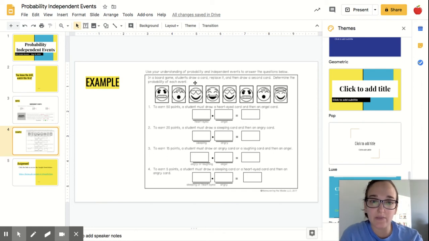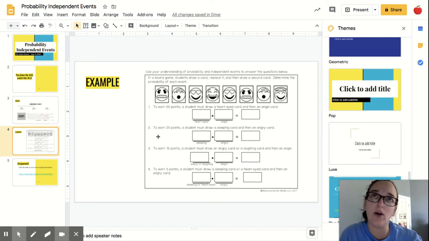In a board game, students draw a card, replace it, and then draw a second card. That's important to know, that they replace it. That's why this is an independent event. They're drawing a card, then they're putting that card back, and they're drawing another card. Determine the probability of each event.